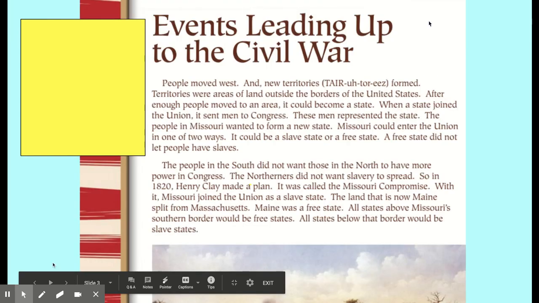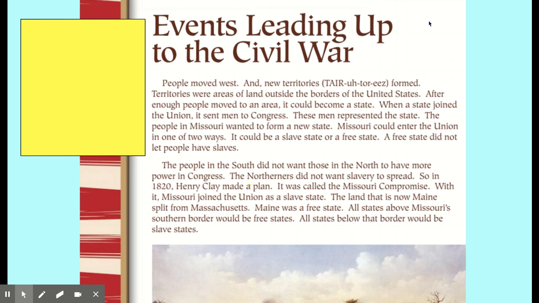So today you're going to watch me as I read this text and show you how I am going to stop and jot to think about the main idea of the text. Now the title of this text is Events Leading Up to the Civil War. I can tell by the title that this text is going to be about the actions or events that led up to the start of the Civil War between the Northern and Southern states.